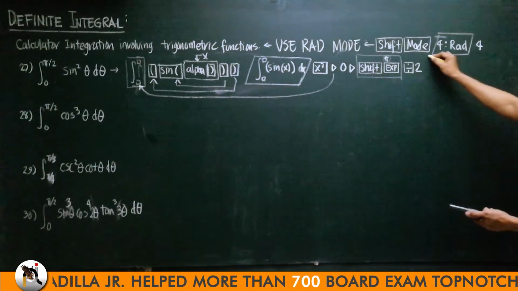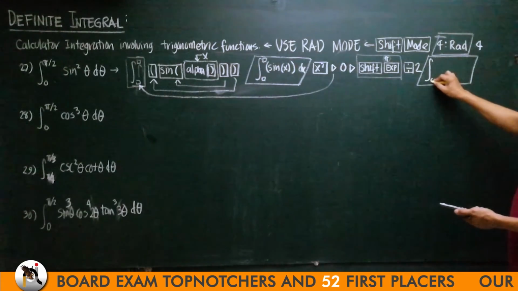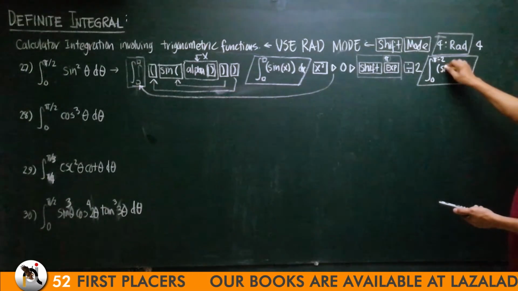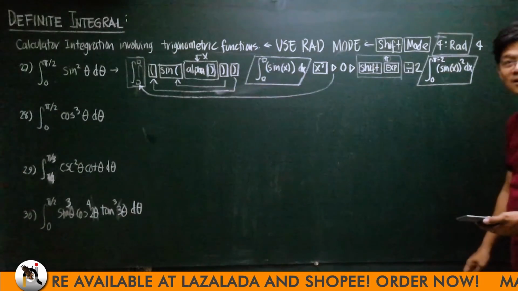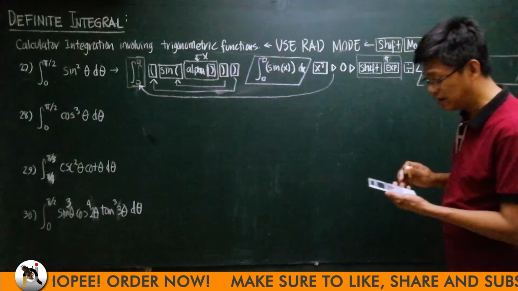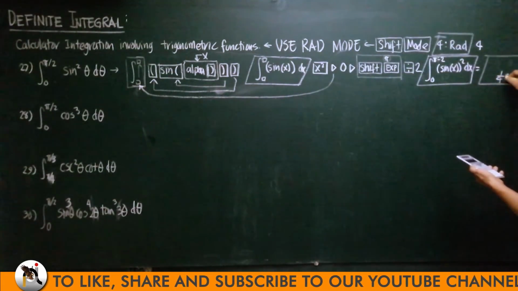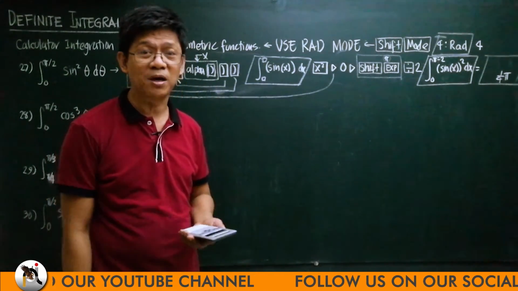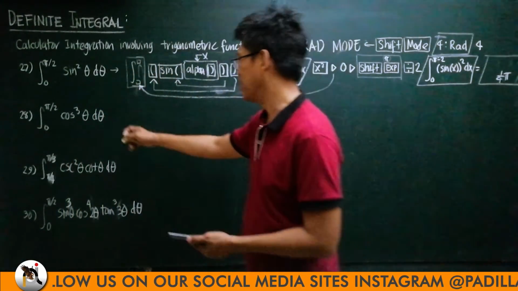By this time, your calculator displays this one: integral from 0 to pi divided by 2 of sine alpha x squared dx. So press equals and your calculator will display the value. And you'll get 1/4 of pi. If you want the decimal value, press fraction to decimal and you'll get 0.785. You get it? Okay.